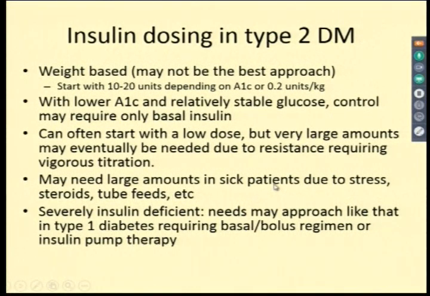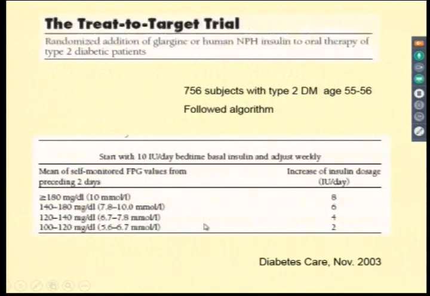You may need large amounts in sick patients due to stress, steroids, or tube feeds. And in severe, as I said, insulin deficient type 2, it's more like type 1. So you're going to go to basal bolus.